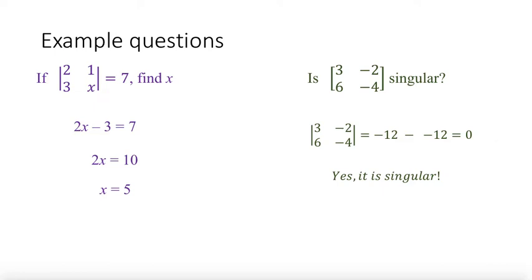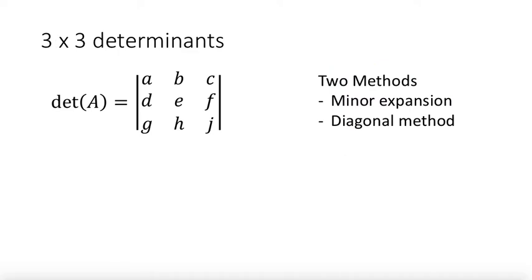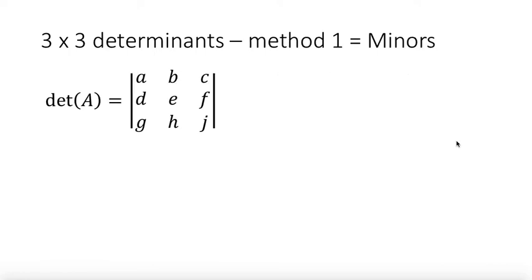Okay, that's 2 by 2 matrices. What about a 3 by 3 matrix? There are 2 ways you can do it. One's called minor expansion, one's the diagonal method. I'll quickly show you minor expansion, but seriously, if you're ever asked to do this without a calculator, the diagonal method's the quickest. Here's minor expansion.